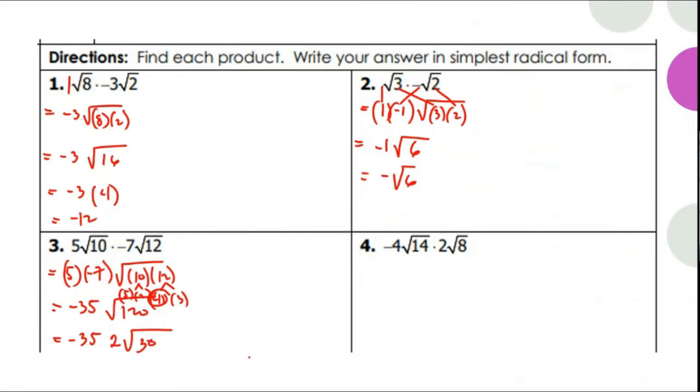So the answer will be, multiplying 35 times 2, negative 70 square root of 30. So this will be the final answer.